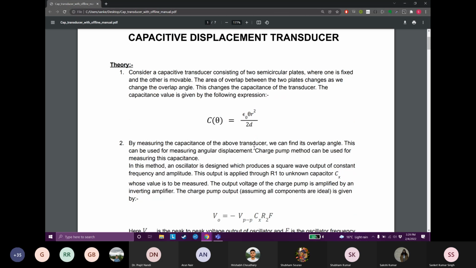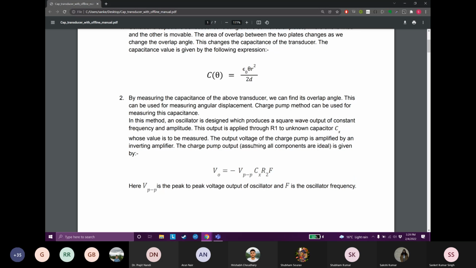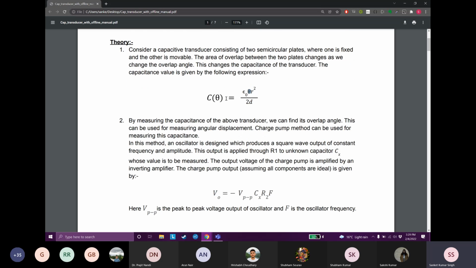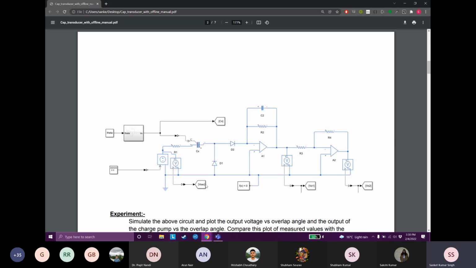Now our task is to measure this capacitance value. If we do that, we'll be able to measure the angle. In order to measure this capacitance value, we use this circuit. Here CX is the transducer, and its capacitance value depends on theta. This element here is an oscillator, so it generates a square wave output.